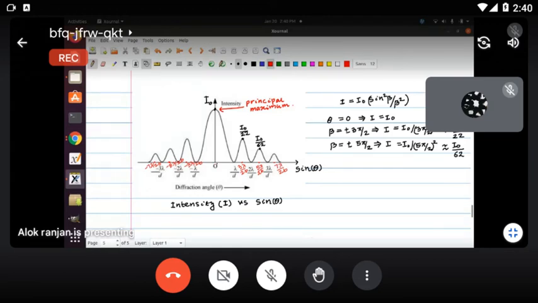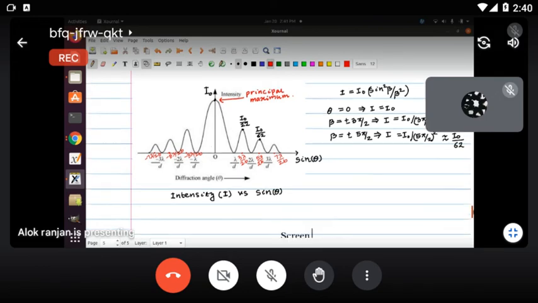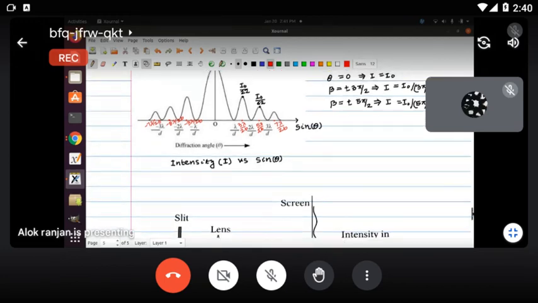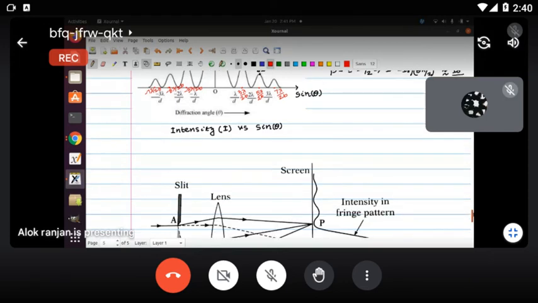Now you can see how the intensity fluctuates. If you move away from the center of the screen, you will observe the fluctuation of the intensity, which decreases as you move away from the center. So that's the definition of diffraction. If you remember, yesterday at the very beginning we talked about how the intensity will fluctuate as you move away from the center point.